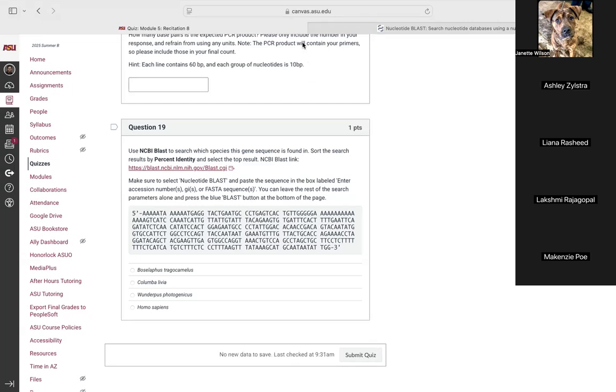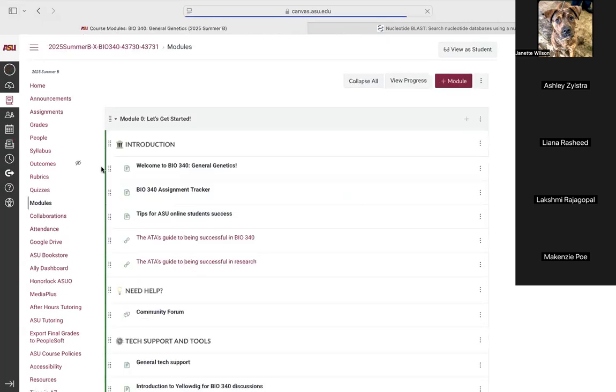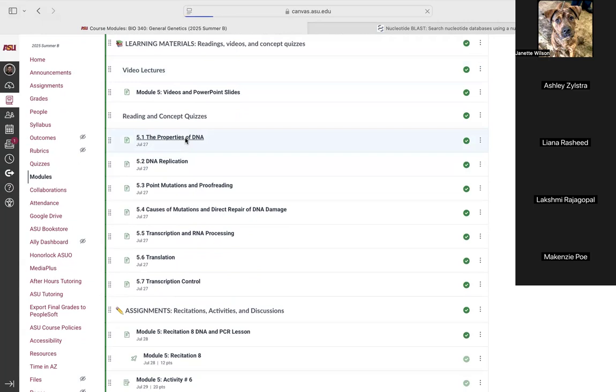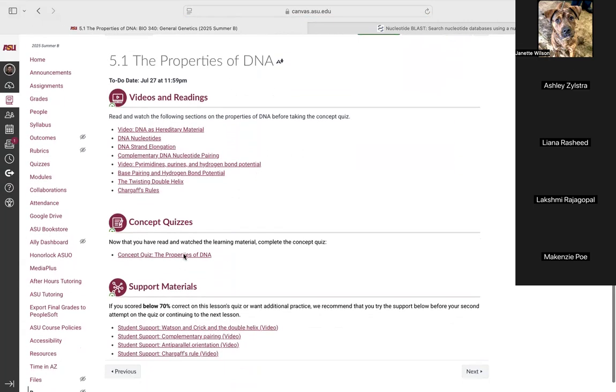Cool. So yeah, I just think it's cool to look at those bioinformatics tools. It's definitely one of the more prevalent ones that almost every lab uses. Okay, so looking at the first concept quiz, let's see.